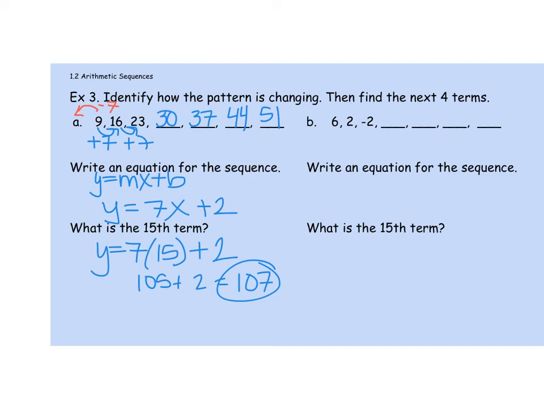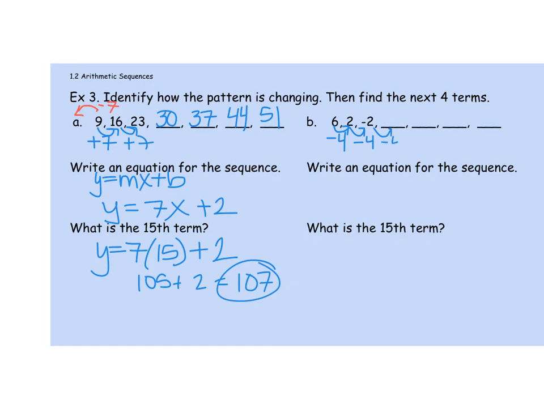Let's take a look at one more, okay? So starting at 6, I notice we're going down, which means I'm subtracting 4. Okay, that one I can recognize in my head. Again, you could do 2 minus 6, and you'd get negative 4. That's your subtract by 4. So minus 4. Again, you get to negative 2.